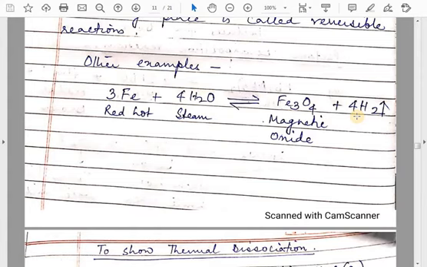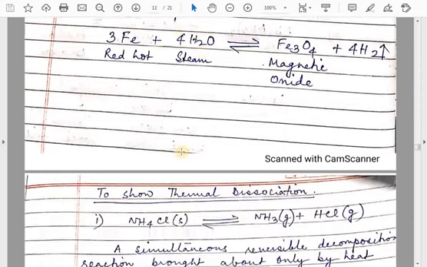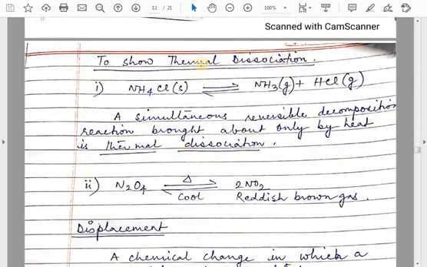On the other hand, if hydrogen is passed over the heated oxide, that is magnetic oxide, it partially changes back to steam. In either case, the reaction ends with a mixture of reactants and products. Now, how to show the thermal dissociation reaction? This is called dissociation reaction. That's why I told you that in thermal decomposition there is no recombination, but in thermal dissociation there is recombination.